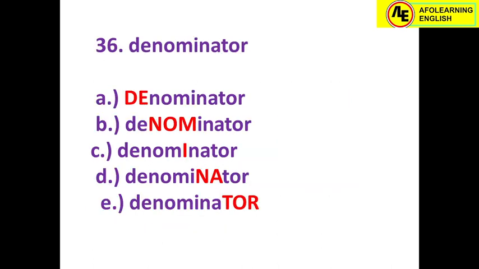Okay, so students' ability will be tested on how they can identify the particular syllable that carries the primary stress. Here we have denominator. From the way I pronounce the word, the correct answer is option B. So the syllable that carries the primary stress is denominator. So option B is the correct answer.